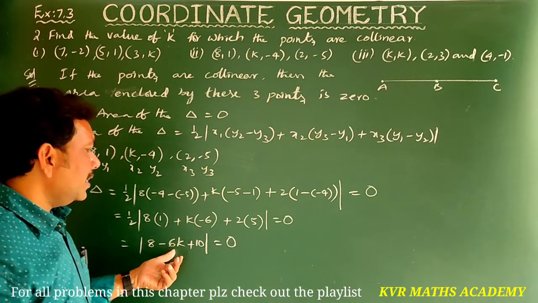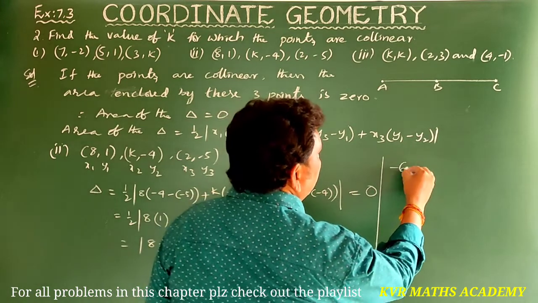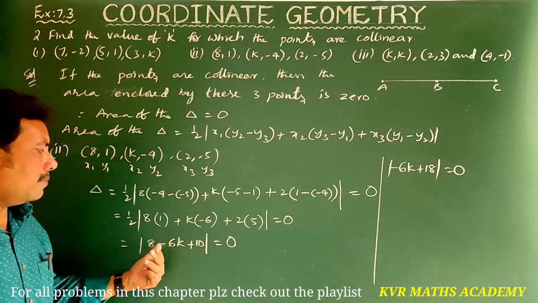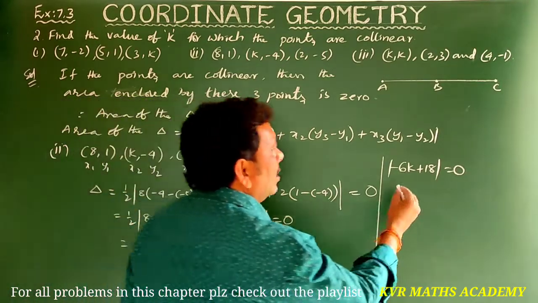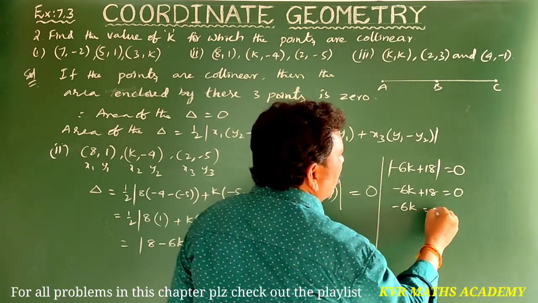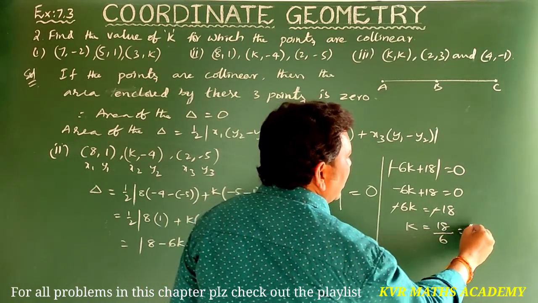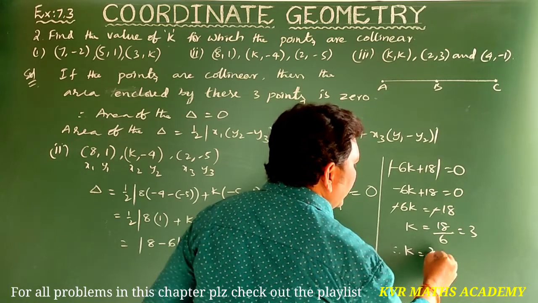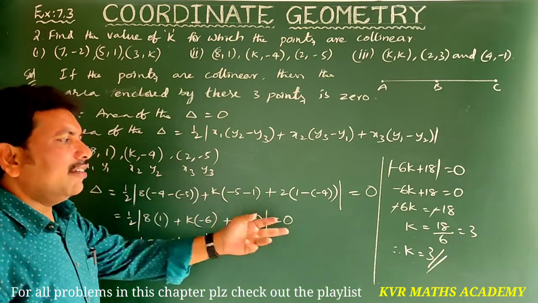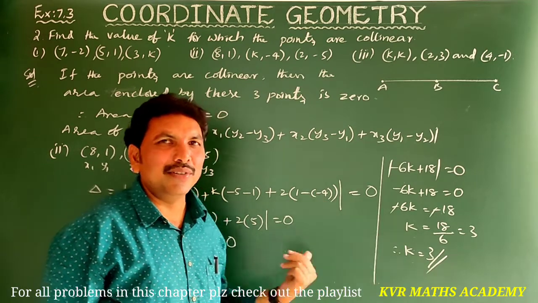So here minus 6k plus 18 is equal to 0. Isn't it? 8 plus 10 will become 18. So minus 6k plus 18 is equal to 0. Minus 6k is equal to minus 18. Minus minus get cancelled. k is equal to 18 by 6, that is equal to 3. Therefore, k is equal to 3. So if these 3 points are collinear, then the value of k should be equal to 3. Understood clearly? Yes, note it down.